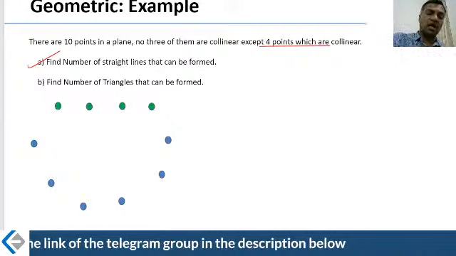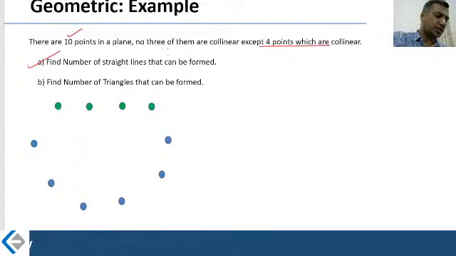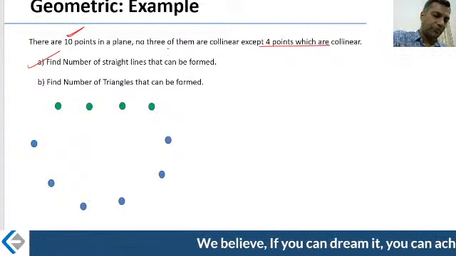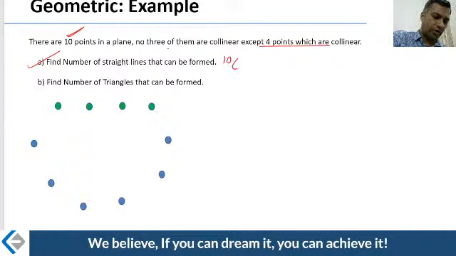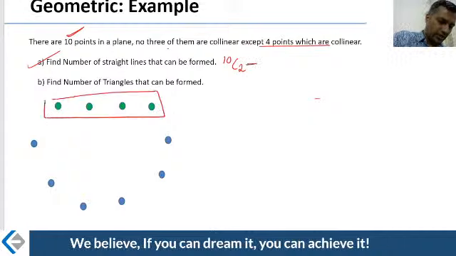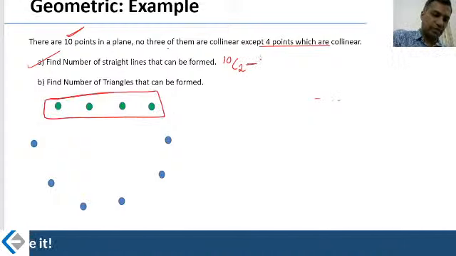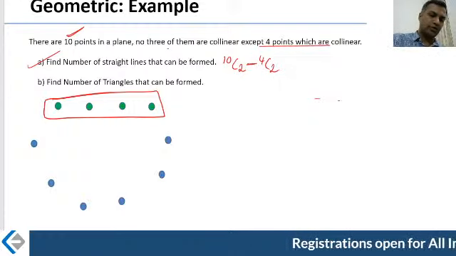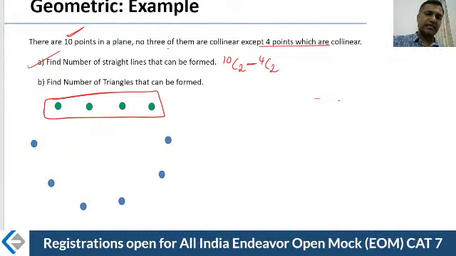Simple. Just assume that none of the 10 points are collinear. If none of the 10 points are collinear, you would have written 10c2 straight lines. Correct? 10c2 straight lines, but minus. But these 4 points are collinear. Therefore, you will say 4c2, because you are counting 6 straight lines formed by them.